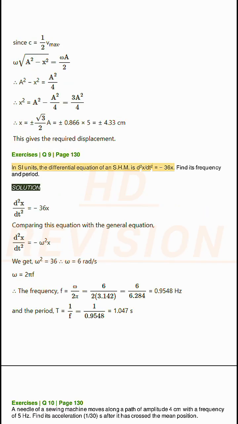Exercises Q9, page 130. In SI units, the differential equation of an SHM is d²x/dt² equals minus 36x. Find its frequency and period. Solution.